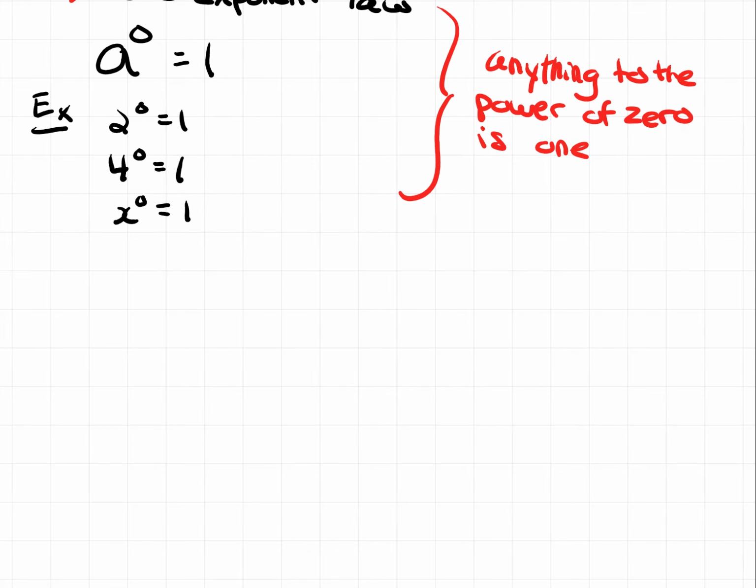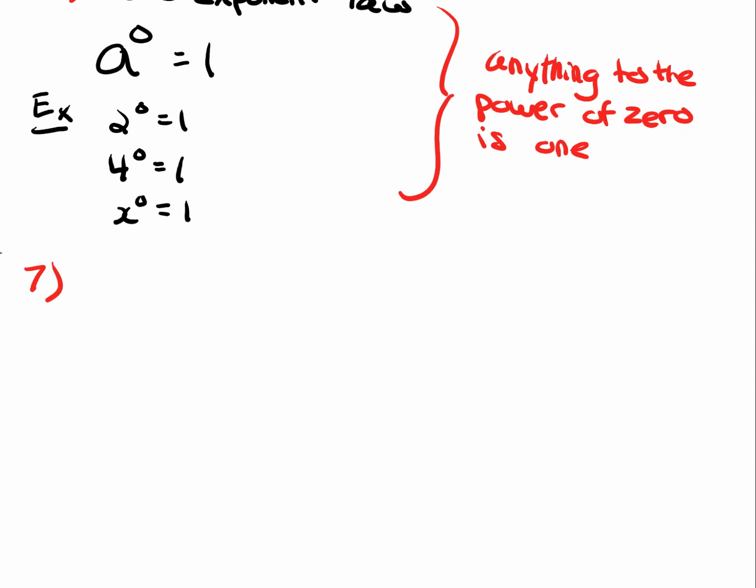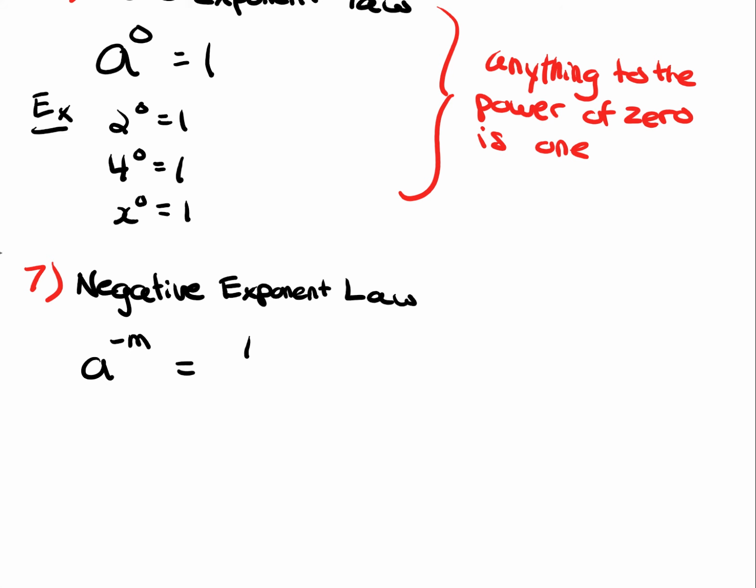Okay, moving on to our last law here. It is the negative exponent law. Basically, in the negative exponent law, we have some base a raised to the power of a negative value, so in this case negative m. And this would be expressed as 1 over a to the power of m. So basically taking the reciprocal of the value if it was a positive exponent.